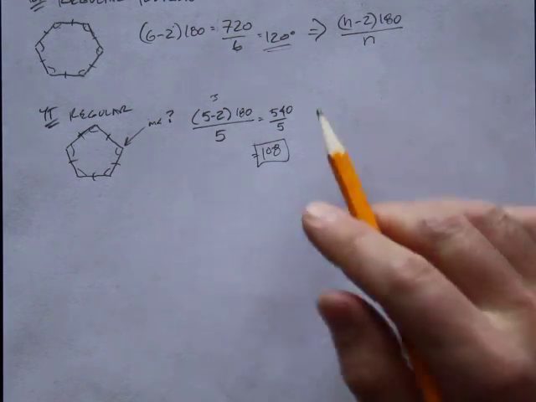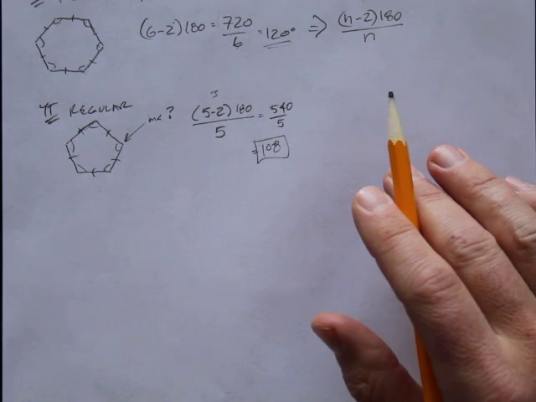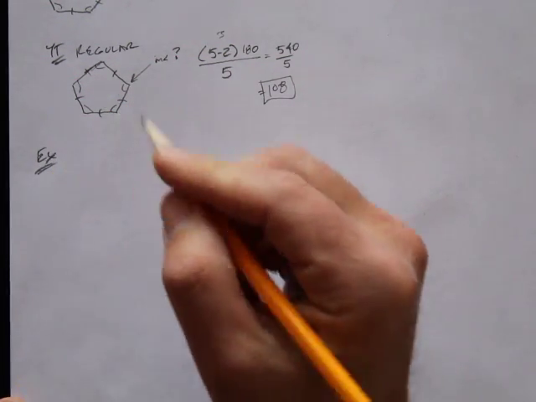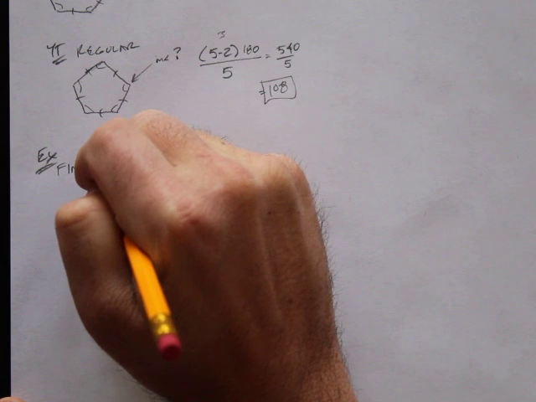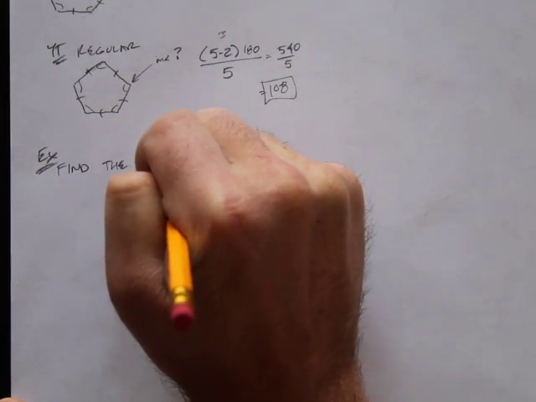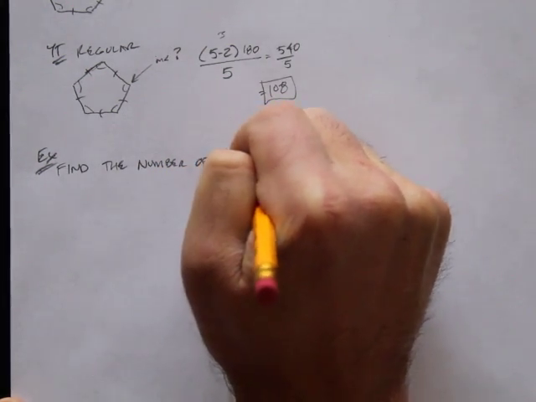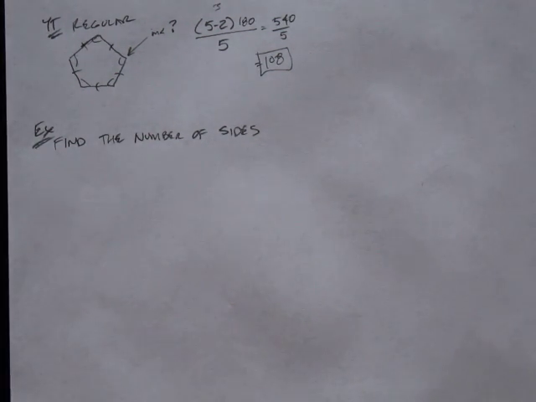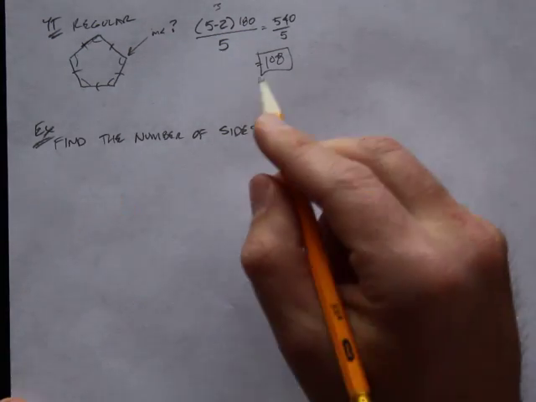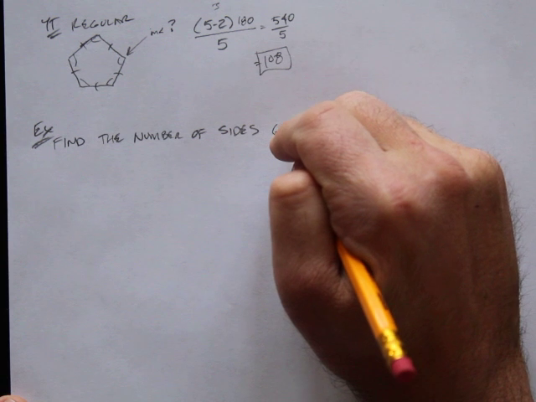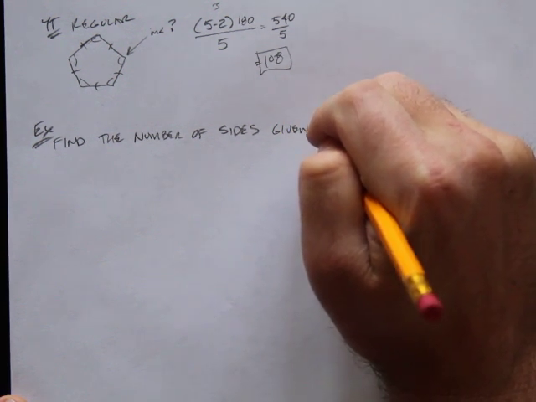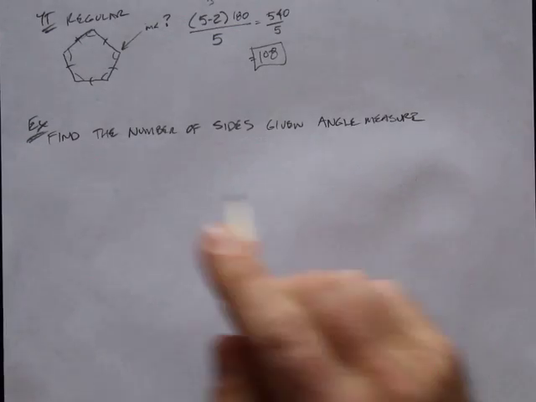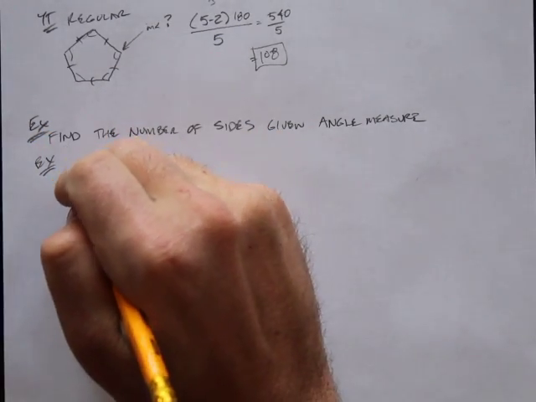Now, I want to show you one other thing. Well, actually, a couple other things. This is a big section here. Here's another example, and this is find the number of sides. You're given an angle measure. So here's an example. My angle measure is 144 degrees.